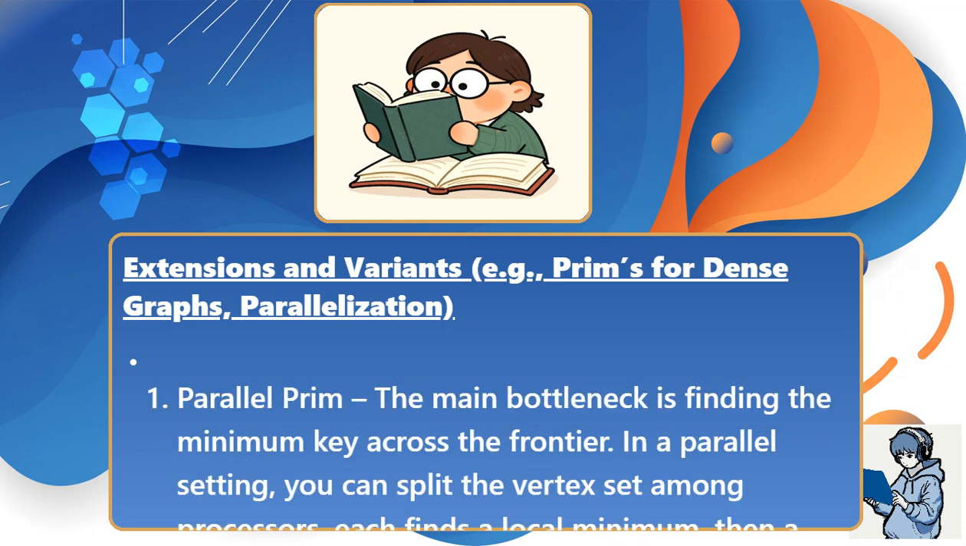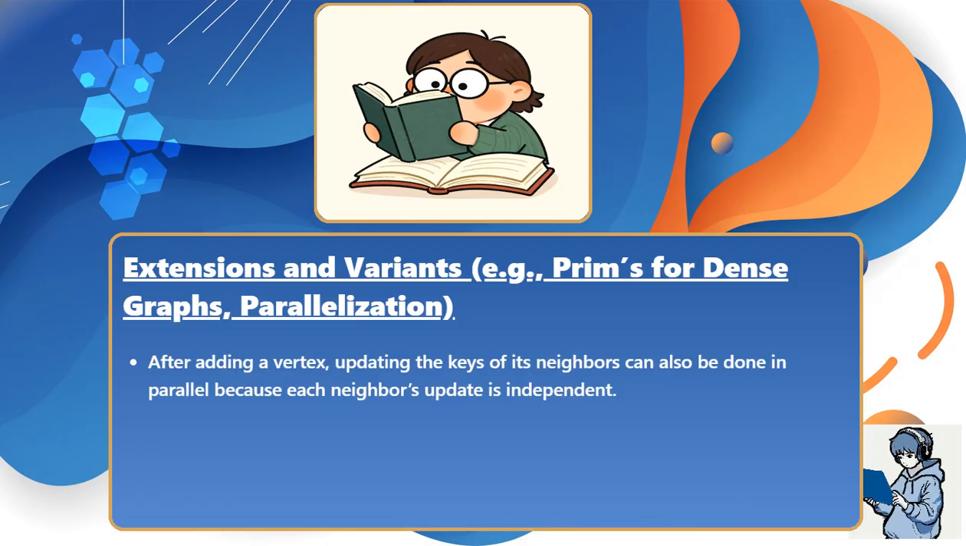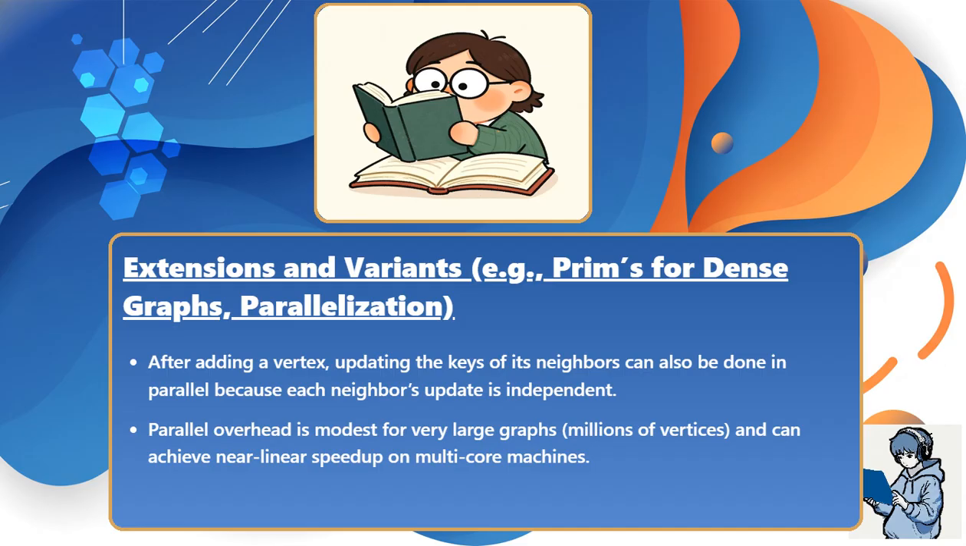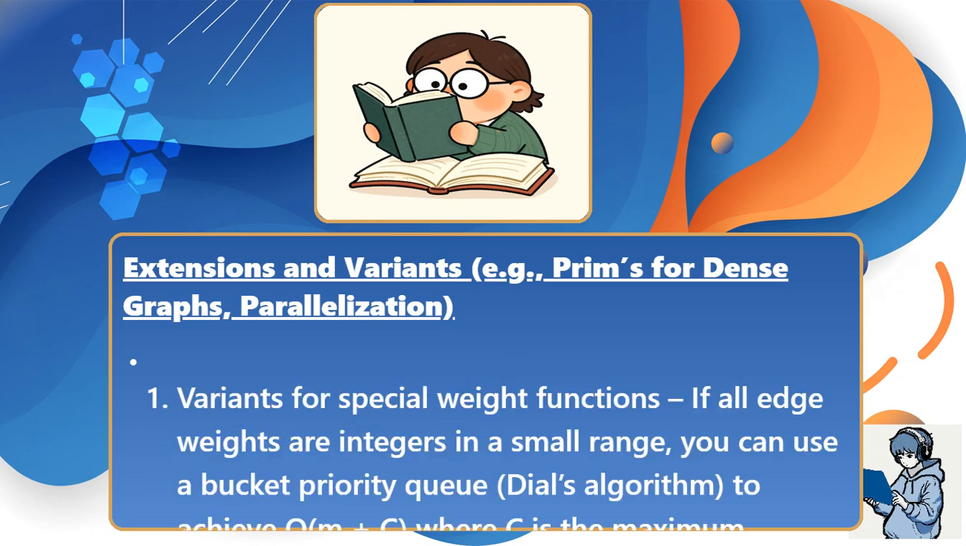2. Parallel Prim. The main bottleneck is finding the minimum key across the frontier. In a parallel setting, you can split the vertex set among processors, each finds a local minimum, then a global reduction picks the overall minimum. After adding a vertex, updating the keys of its neighbors can also be done in parallel, because each neighbor's update is independent. Parallel overhead is modest for very large graphs, millions of vertices, and can achieve near linear speedup on multi-core machines.